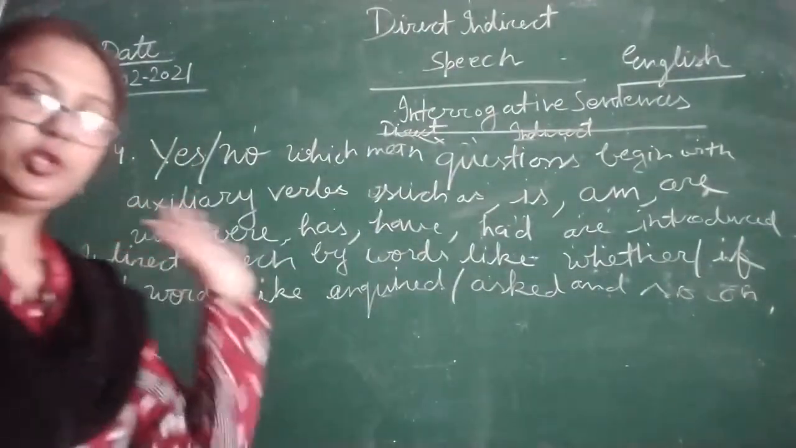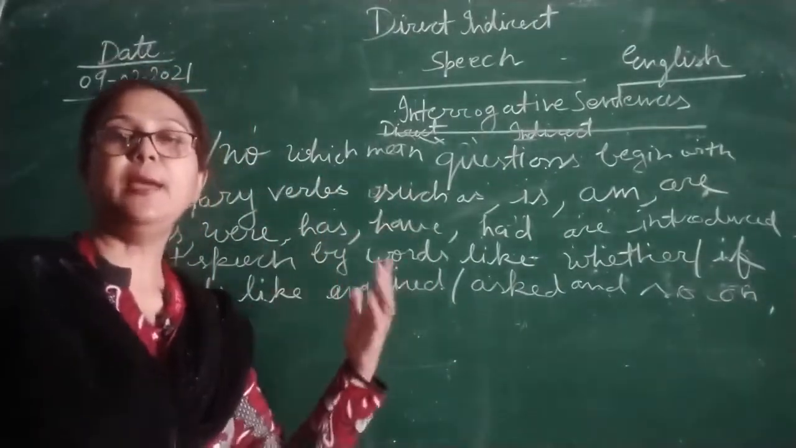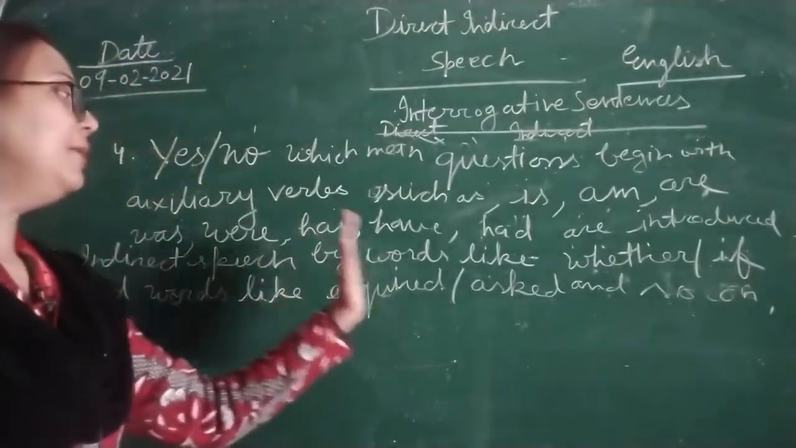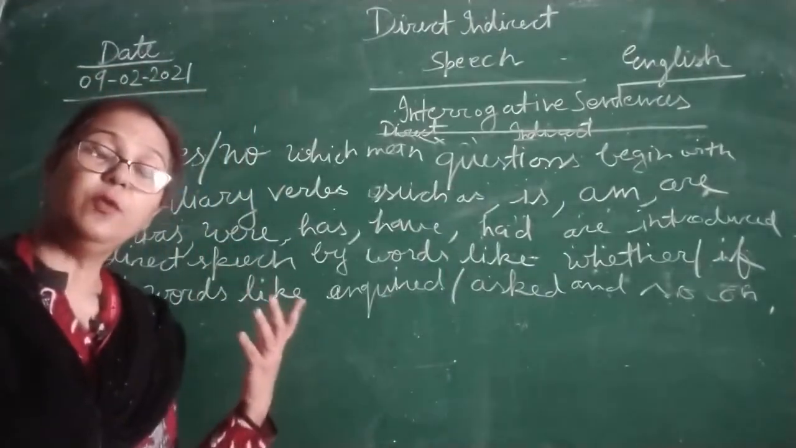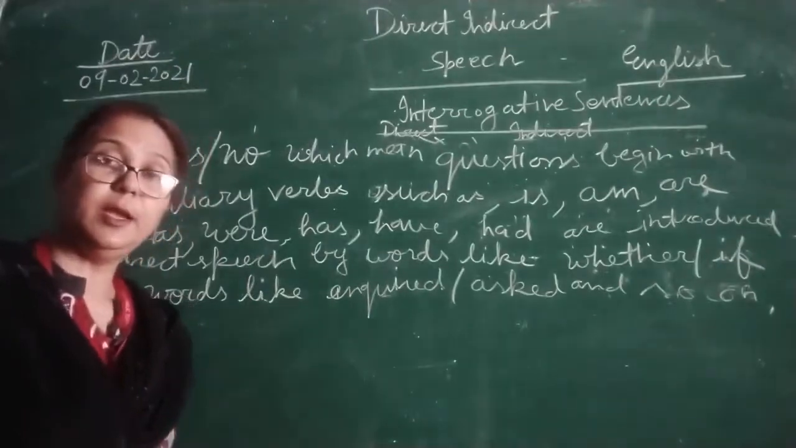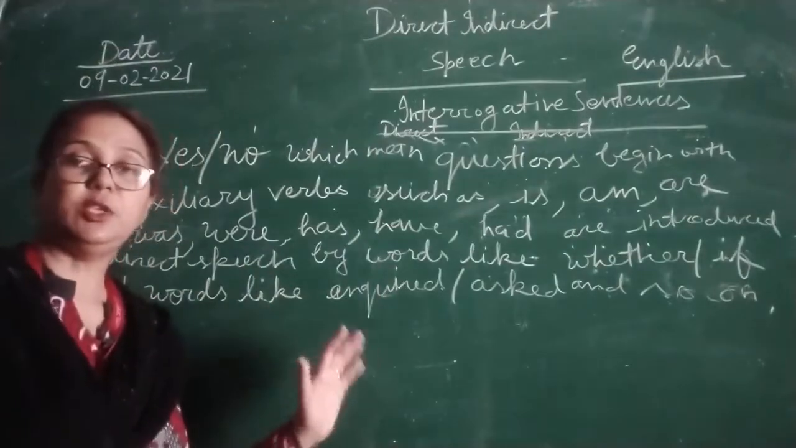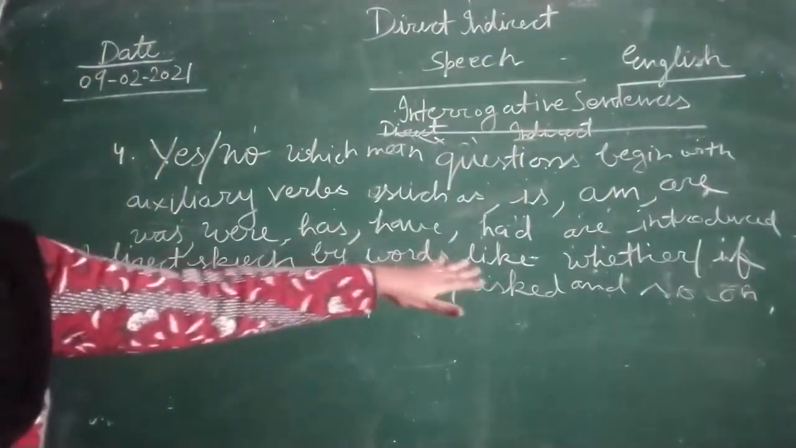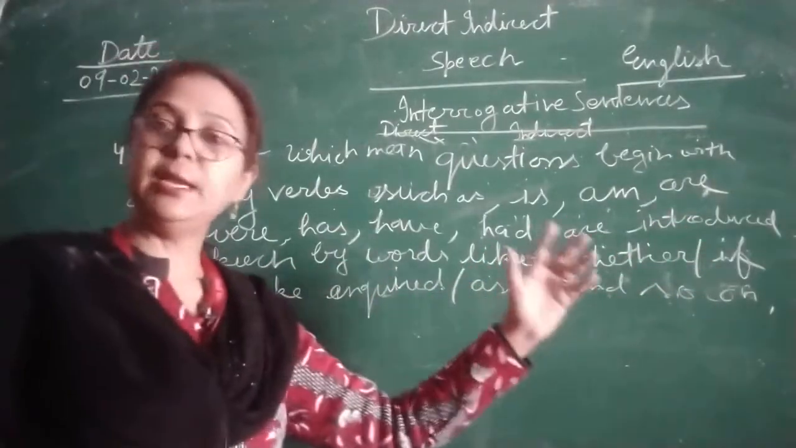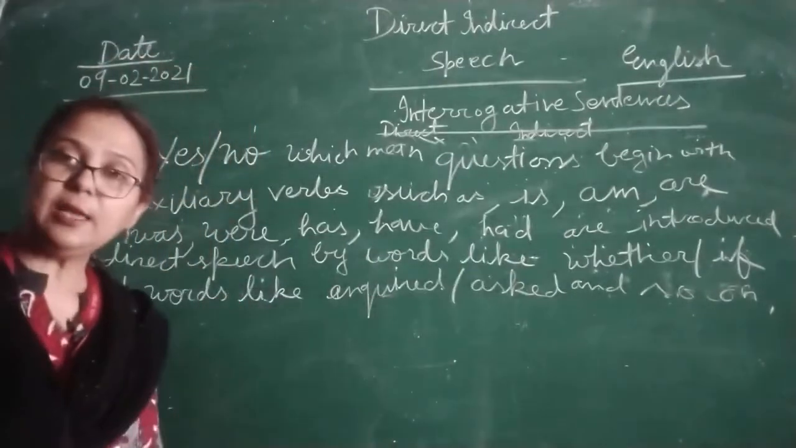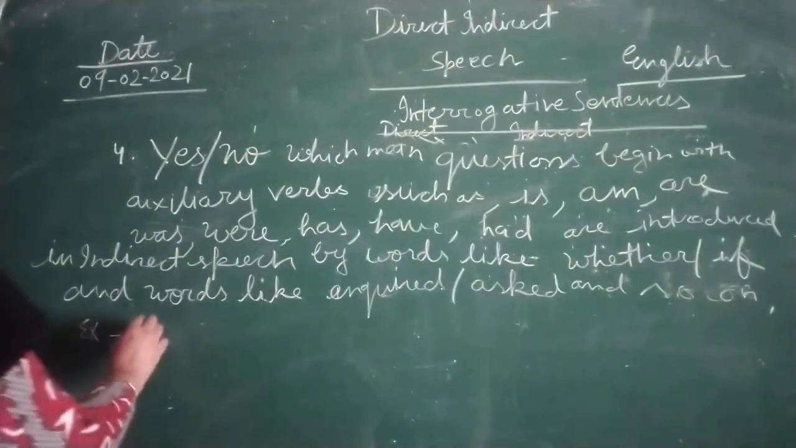If your question starts with auxiliary verbs, it means is, am, are, do, does, have, had, was, were. So we use, for example, "Was he going to the market?" or "Is he singing?" If this type of sentence is written in direct speech, you will change it using words like whether or if, and words like inquired and asked and so on. Okay, so I'll give you one example for that. How are we going to convert?